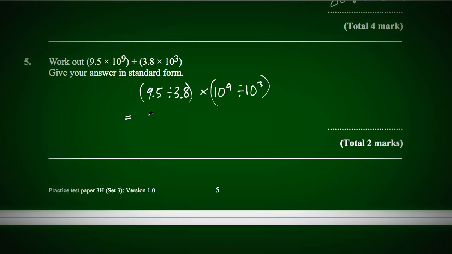9.5 divided by 3.8 is 2.5, and that is times 10 to the power of 9 minus 3, using laws of indices, which is 6. That is already in standard form. I don't have to make any adjustments. I've got a number between 1 and 10, and I've got 10 to the power of 6 here, so that's my answer.